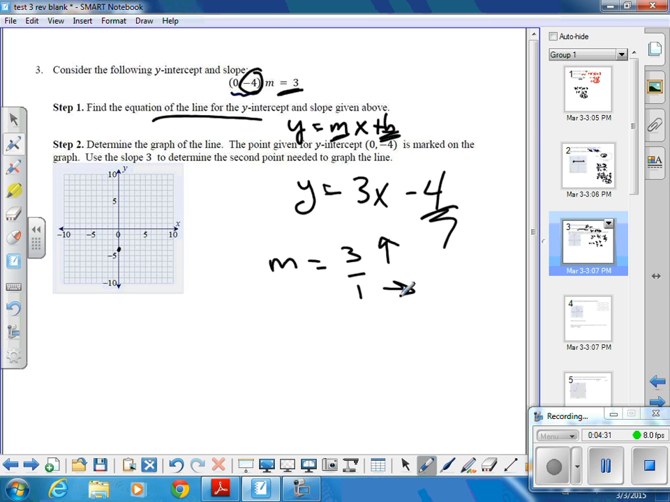So from this point, -4, I'm going to count up 3. 1, 2, 3, and over 1. Right there. Draw my line as best as possible, and I'm finished. I have just done my graph in slope-intercept form, okay? Go on to the next one.